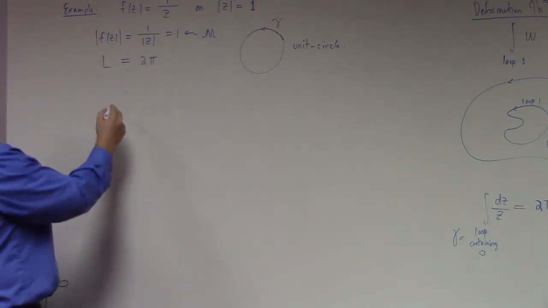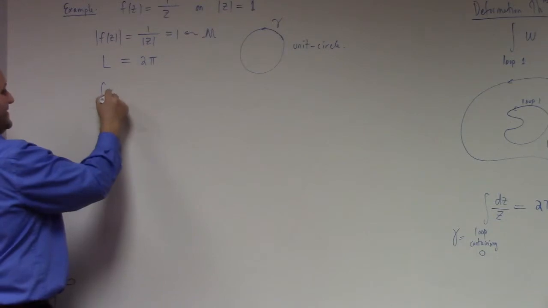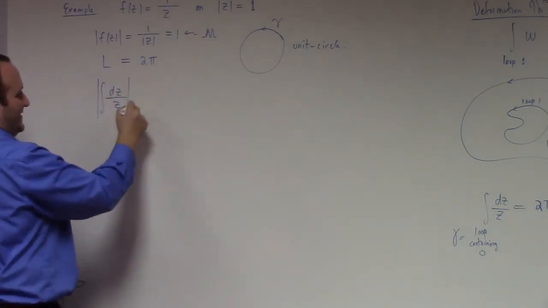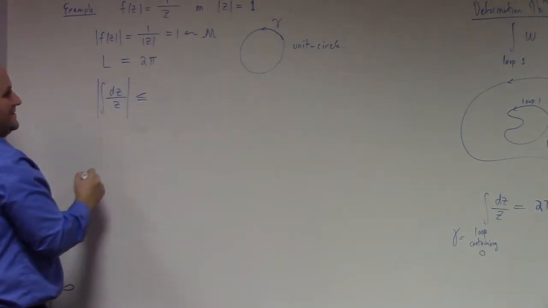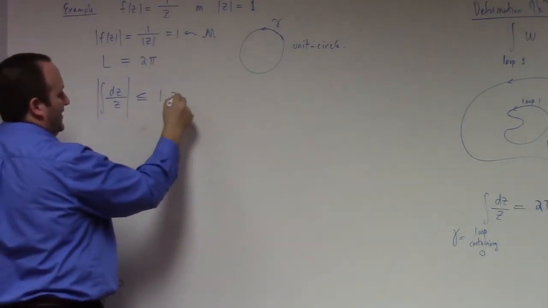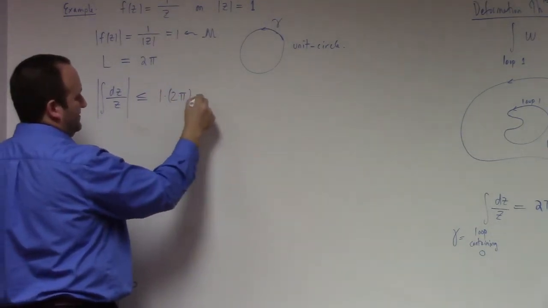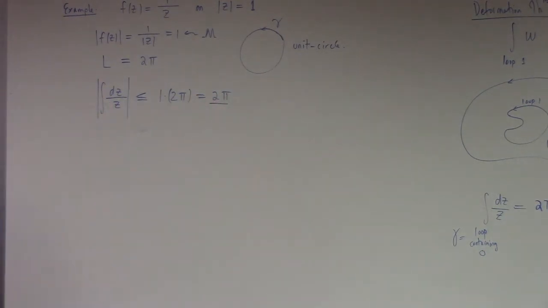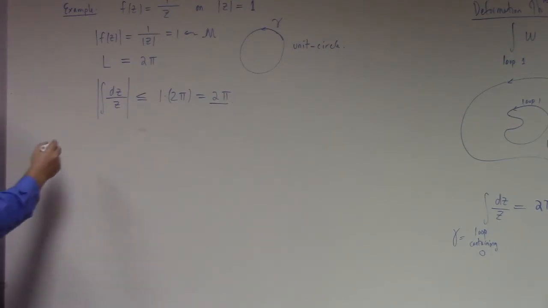This is kind of the ultimate success in some sense for this theorem. The modulus of the integral of dz over z is less than or equal to 1 times 2 pi. Well, guess what? That's pretty much spot on, isn't it? We just calculated it's 2 pi. Let me do a less stupid example.